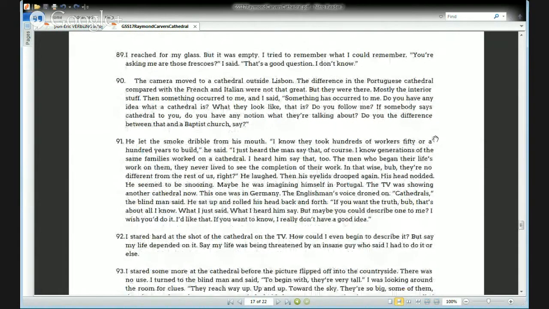The camera moved to one outside Lisbon. The difference in the Portuguese cathedral compared to the French and Italian were not that great. But they were. Mostly the interior stuff. Then something occurred to me, and I said, "Something has occurred to me. Do you have any idea what a cathedral is? What they look like, that is. Do you follow me? If someone says cathedral to you, do you have any notion what they're talking about?"